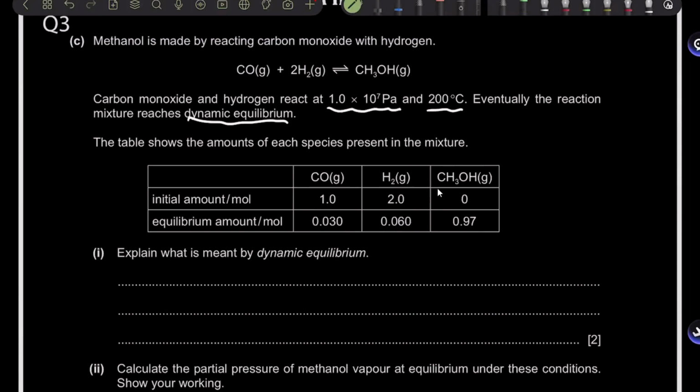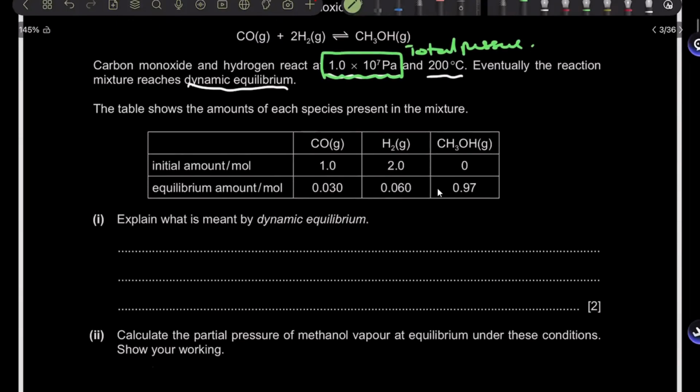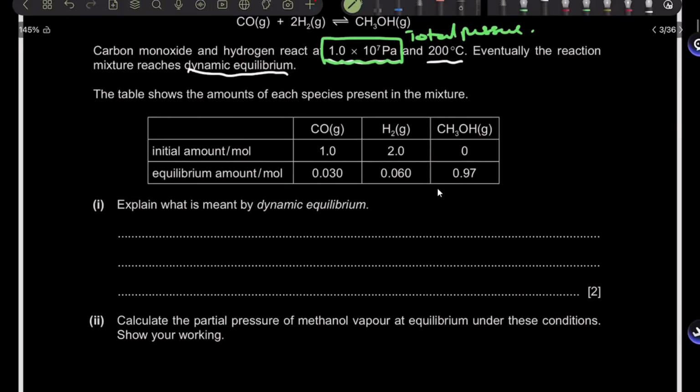It's this value, 1 times 10 to the power 7, because they're both reacting at this pressure, and then the reaction reaches equilibrium. So this is the total pressure. All right. So it says the table shows the amounts of species present in the mixture. They've given you the initial moles, and they've also given you the equilibrium amount in moles. So the question is going to be relatively easy because we already have the equilibrium moles. We do not need to make any table or calculate the equilibrium moles, right?